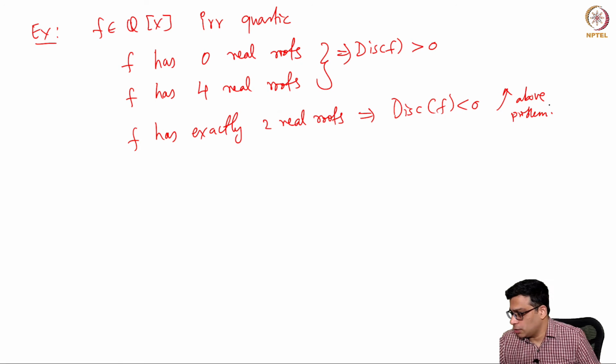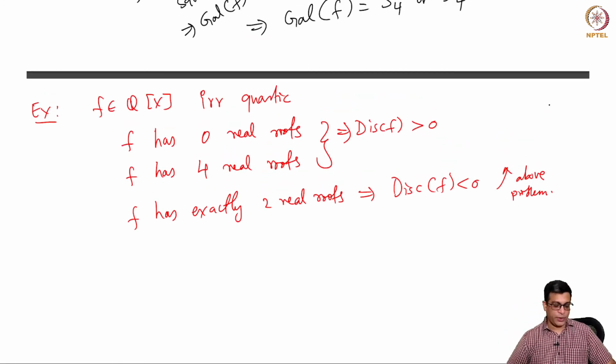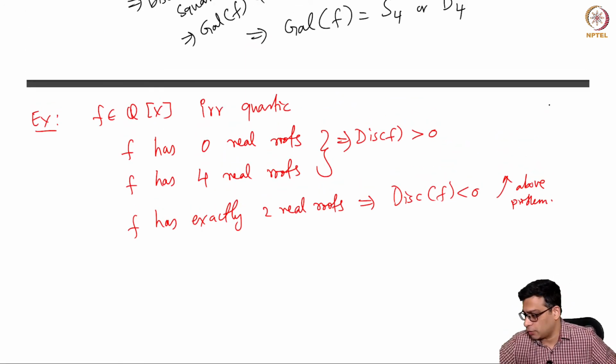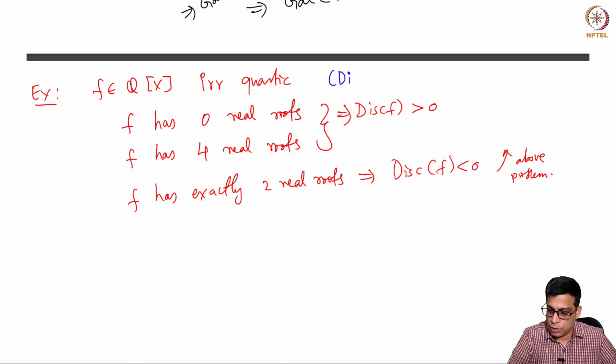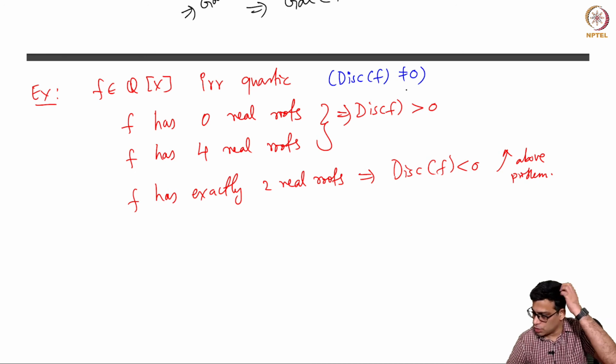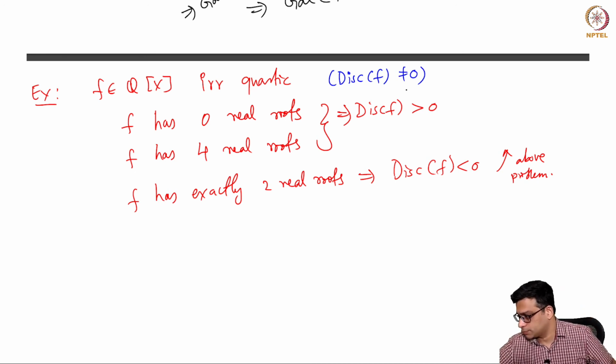Okay, so in general the number of non-real roots will tell you the sign of the discriminant. The discriminant is of course a rational number, so it is either positive or negative, and it's a non-zero number because your polynomial is irreducible, so it has distinct roots, so the discriminant is certainly non-zero.